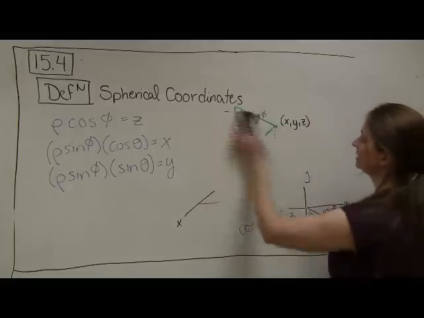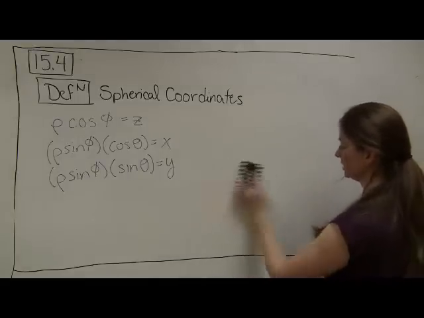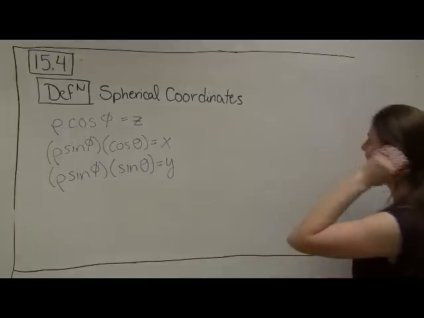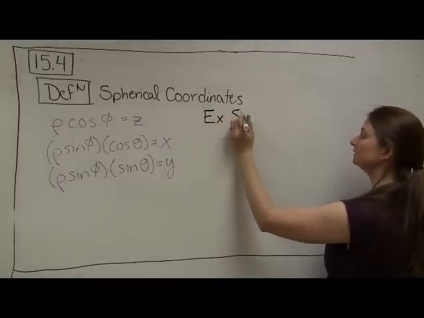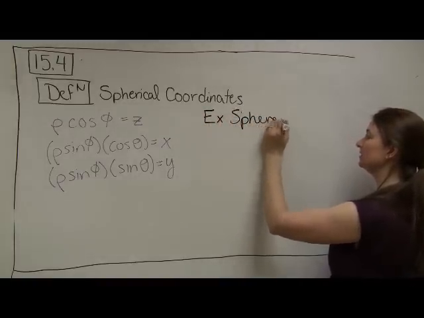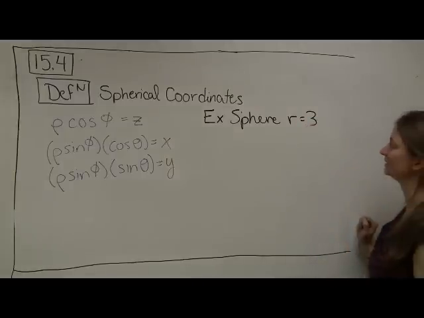So let's go ahead and see an example of a function and see why this is called spherical coordinates. Let's say that I have a sphere, and the sphere has radius 3. We're just going to go back to similar to our cylinder example.